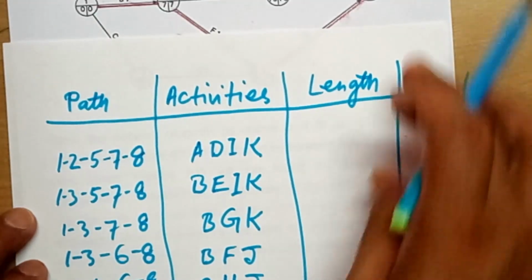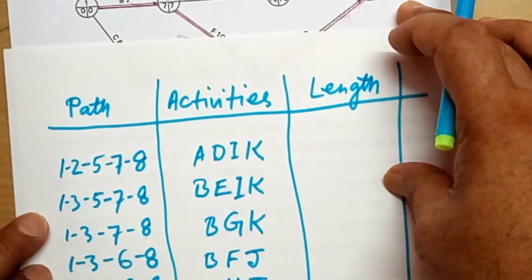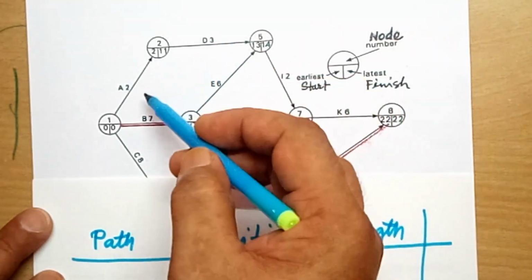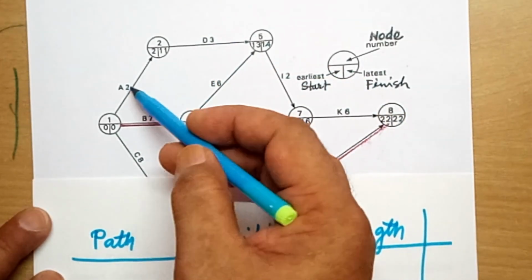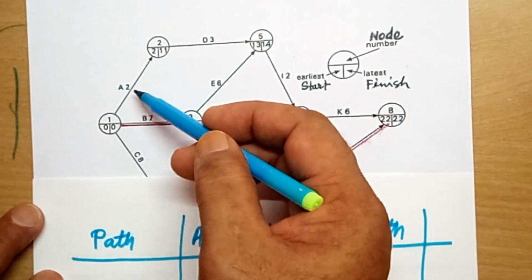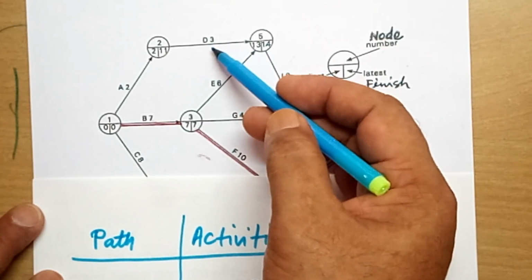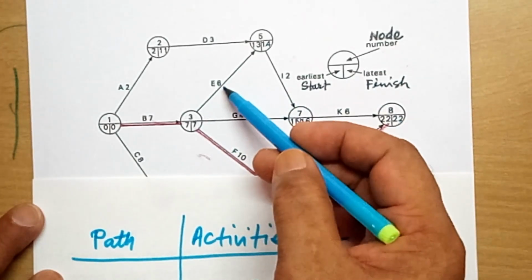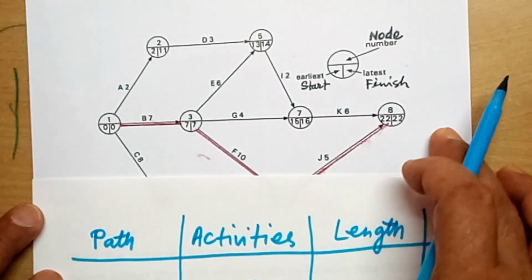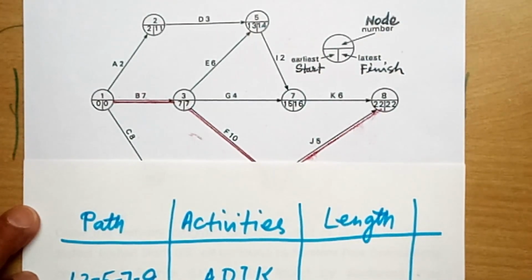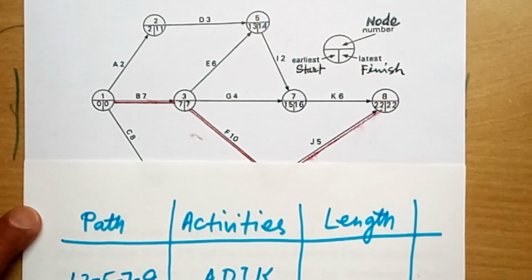Now let us find out the length of all these paths. Each of these paths, find out the lengths. So lengths we will find by adding the durations given here. Activity A has a duration of 2 days. Activity D has 3 days duration. Activity I has 2 days duration. Activity E has 6 days duration. By adding these durations, we will find the length of each path in terms of days. So let us find the duration of the first one, 1, 2, 5, 7, 8.